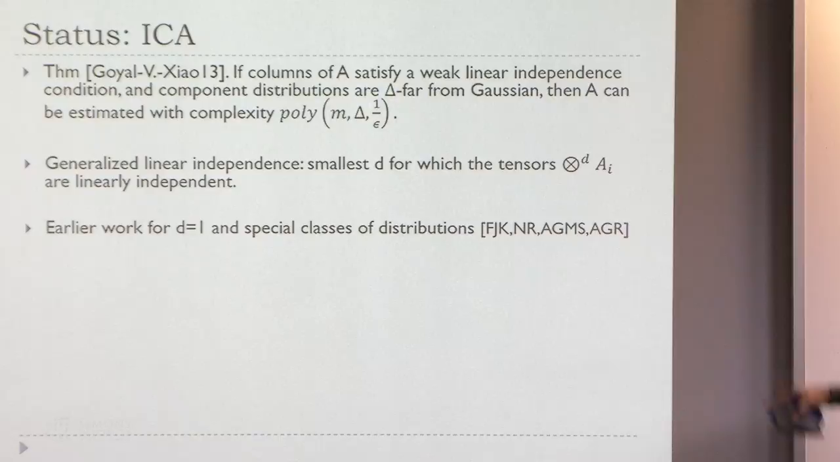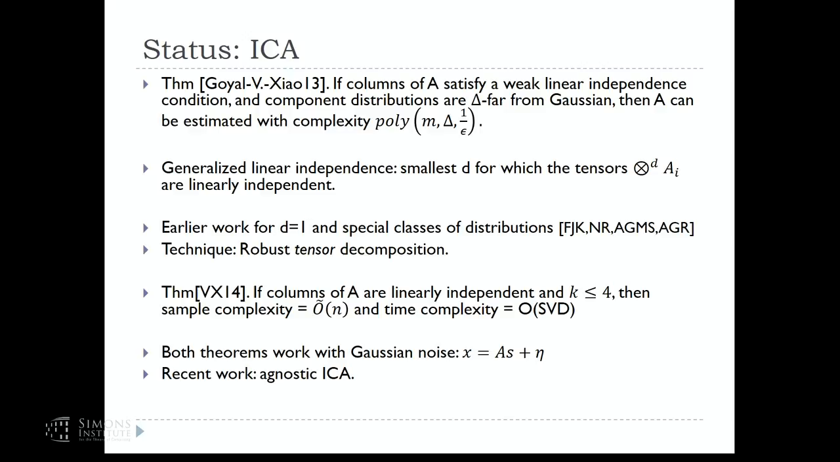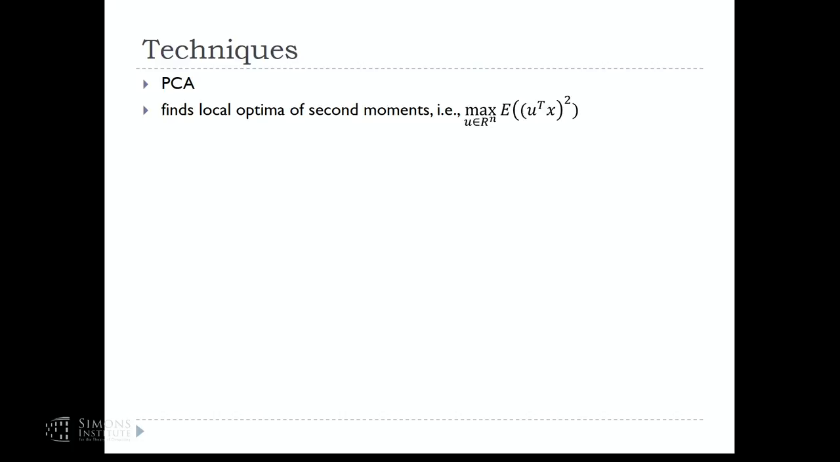But already PCA has no chance, because the matrix A could have been a rotation, and then you get nothing from it. Let's skip this. This works with Gaussian noise, and in very recent work, it actually works with a small amount of arbitrary noise. The techniques, maybe this is more interesting. PCA is useless, because it could be a rotation.